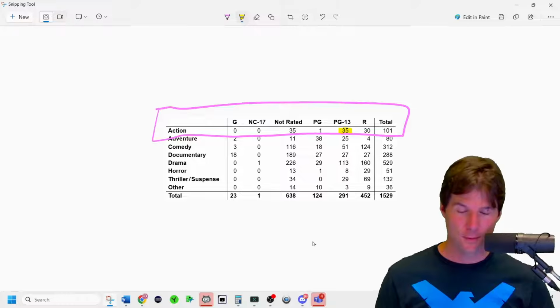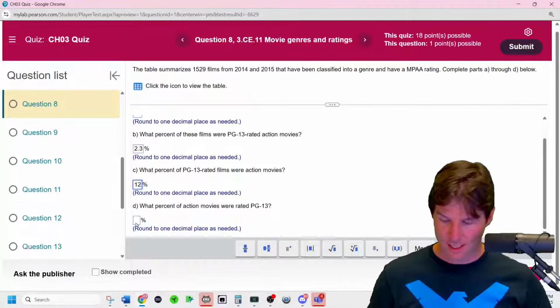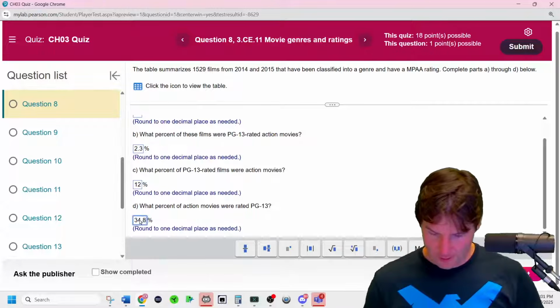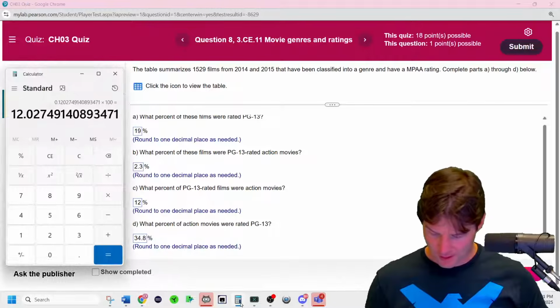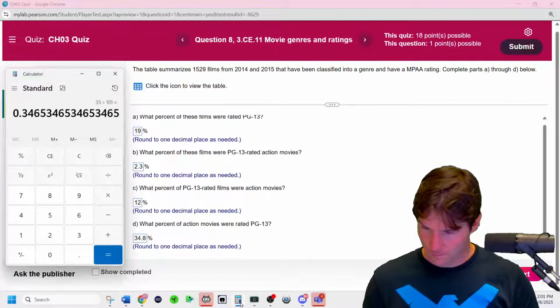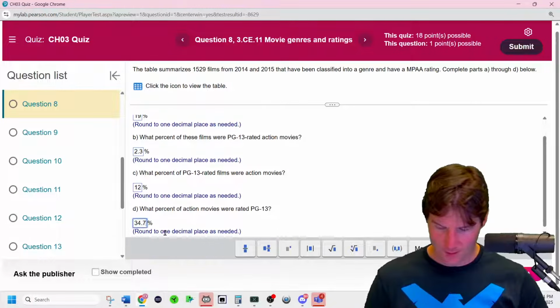I think like 34.8. I'm going to take a guess. 34.8. Did I get it all right? Oh, did I get that last one wrong because of that? Or did I get another one wrong? 34.7? No way is it off by 1 decimal. No way.